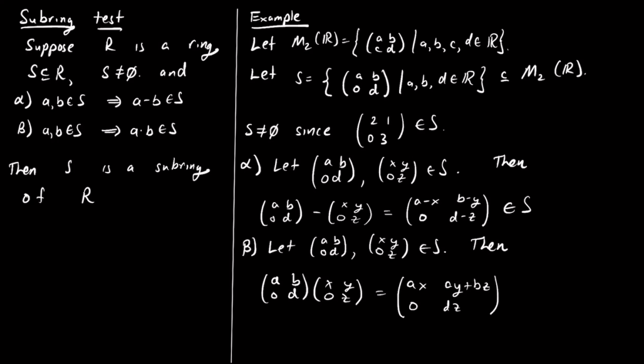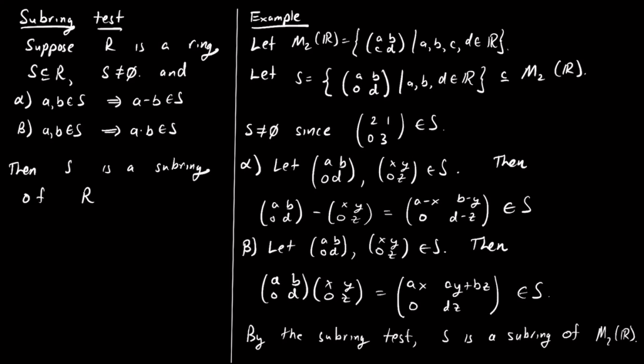And again, what do I notice here? I notice that this is a real number. This is a real number. This is a real number. And importantly, this bottom left entry is 0. So I've created another element of S. All right, so we have closure under multiplication. And I can say by the subring test, S is a subring of M2 of R. Okay, so this is our first example.